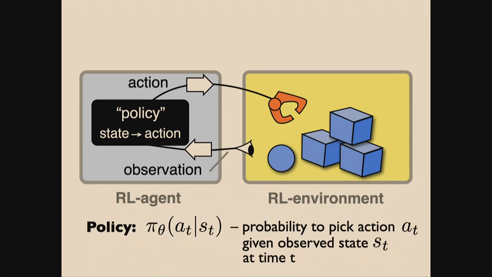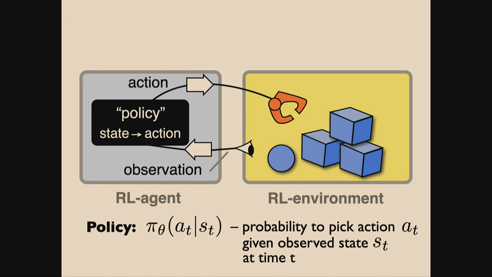gradient. And as the name implies, you're looking at a policy, that is a strategy, and you are encoding it in such a way that you can actually take gradients through the policy. So the policy is really a mapping from the observed state of the environment, of the world around you, to an action. But it's formulated in terms of a conditional probability, so the probability of taking a certain action given a state.